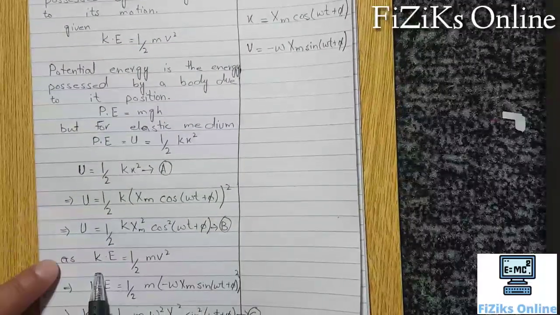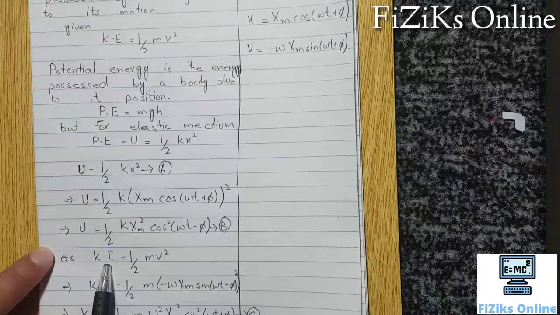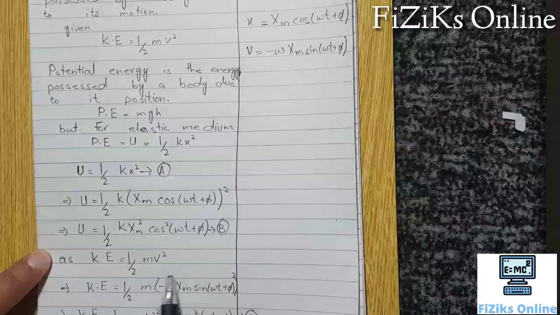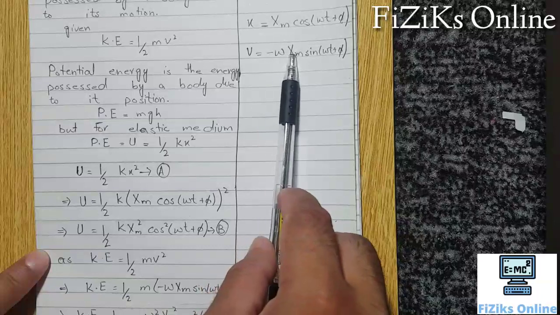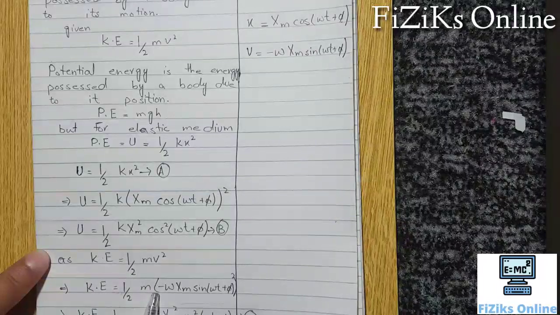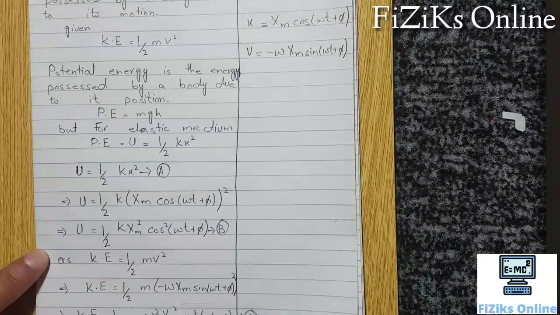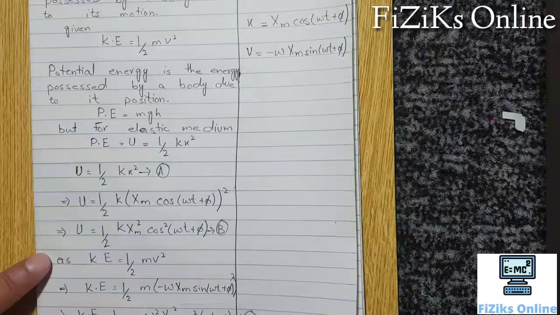Now deriving an equation for kinetic energy. KE equals half m v square. The equation derived for v in simple harmonic motion was v equals minus omega xm sin(omega t plus phi). Putting this value here, it gives us KE equals half m into (minus omega xm sin(omega t plus phi)) whole square. Kinetic energy equals half m omega square xm square sin square(omega t plus phi). This is equation C.